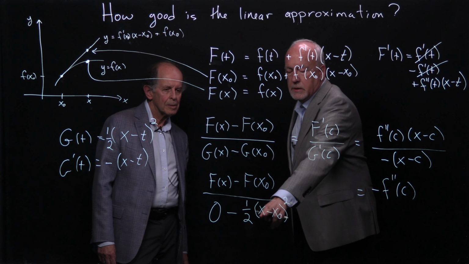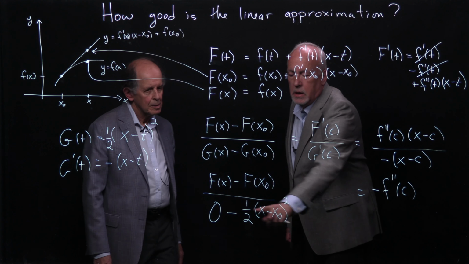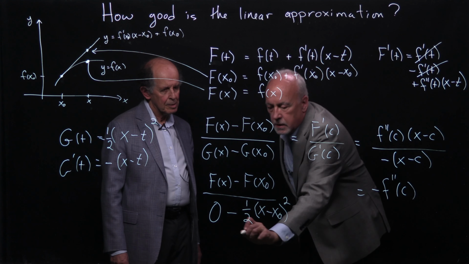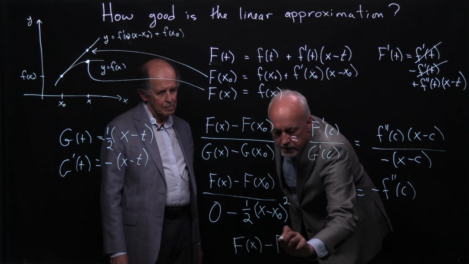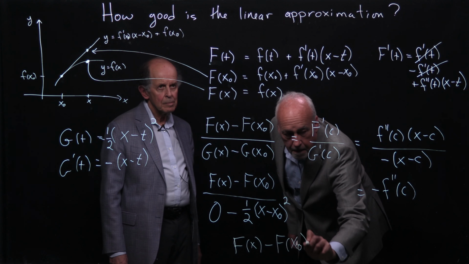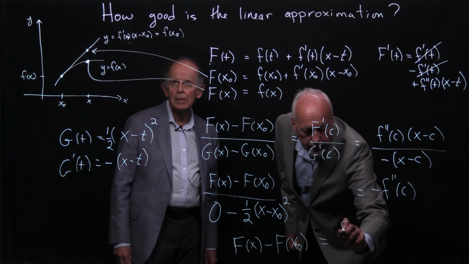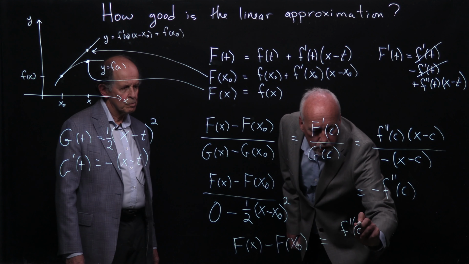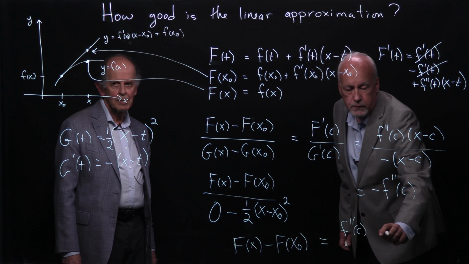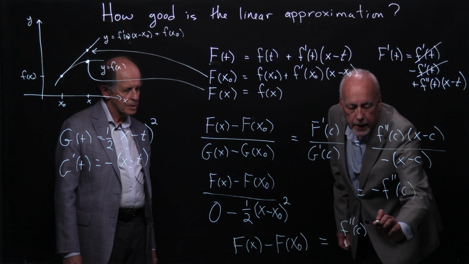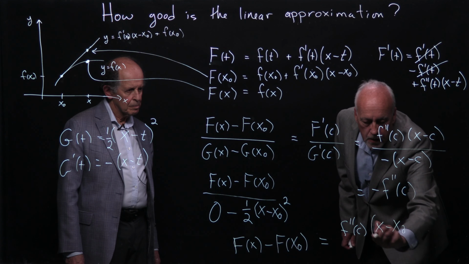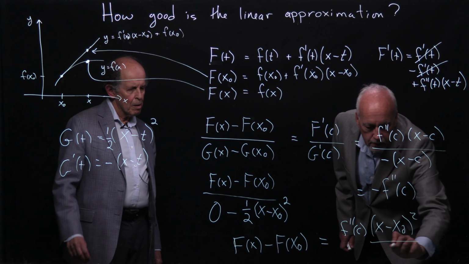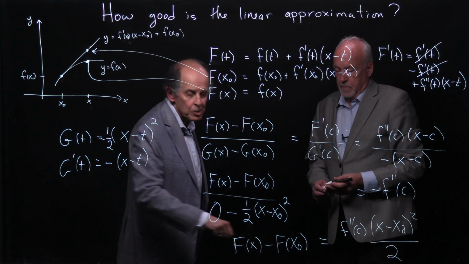So I can take this and pull it to the other side. The minus signs cancel. So I have f of x minus f of x0 is equal to f double prime at some point c. We don't know what c is, but we know it's the second derivative. And then it's multiplied by x minus x0 squared over 2. So here we have this, which is the error.